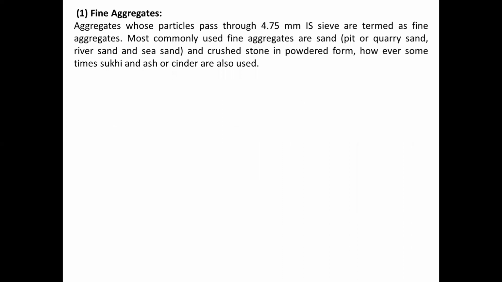Fine aggregates whose particles pass through 4.75 mm sieve are termed as fine aggregates. Kapag yan ay lagpas na, dumaan na sa 4.75 mm size ng sieve, pwede na nating tawaging fine aggregates. Most commonly used fine aggregates are sand, pit or quarry sand, river sand, and sea sand. And crushed stone also in powdered form. However, sometimes surki and ash or cinder are also used.